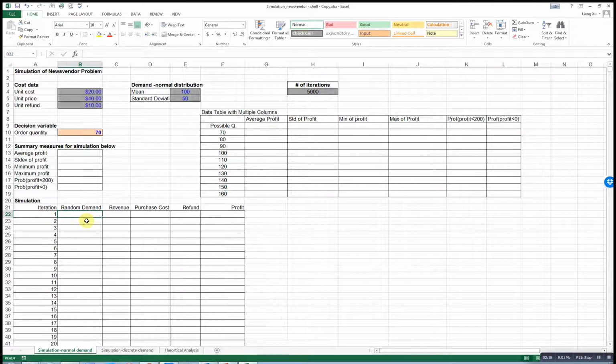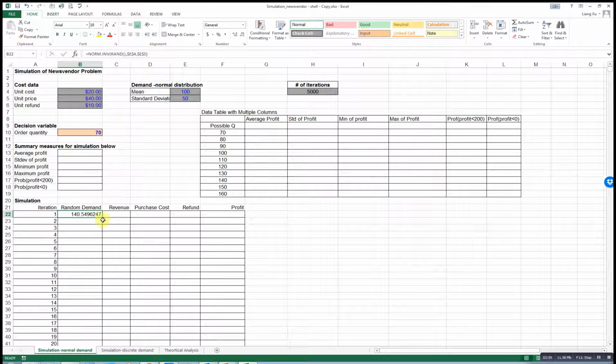And then the next step is to generate random demand. Since the demand follows a normal distribution, then as we discussed in the previous video about how to generate random demand for the normal distribution, basically it's to invert the normal CDF. The inverse of the normal CDF is NORM.INV, and the probability is generated through a random variable from 0 to 1, and then we put the mean, which is this, and the standard deviation is this. We lock this cell because we have to drag it. Okay, so we hit enter, then we get a random variable.